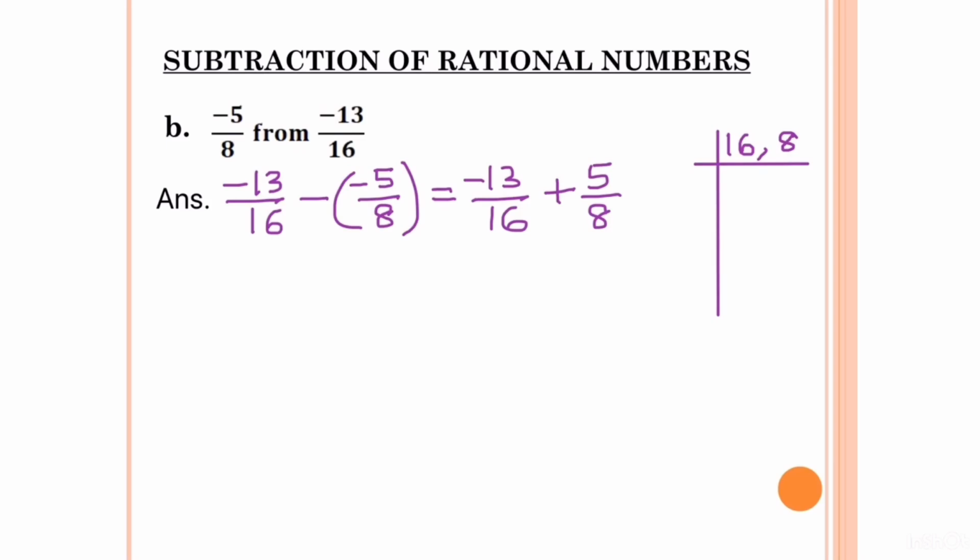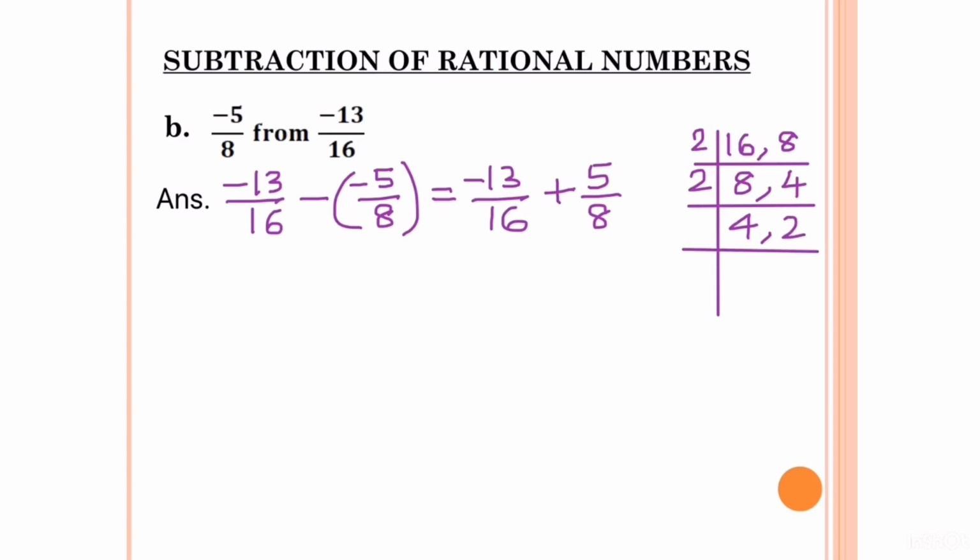Both 16 and 8 are divisible by 2. So let's divide by 2. 2 times 8 gives 16. 2 times 4 is 8. Again we can divide by 2. 2 times 4 is 8. 2 times 2 is 4.